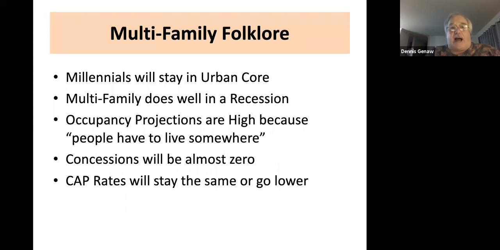Occupancy projections are high because people have to live somewhere. Well, it's true they have to live somewhere. It just doesn't have to be in your property. Concessions, we're going to have no concessions on a property. Well, maybe. And cap rates are going to stay the same. When I go to sell in 5 or 10 years, the cap rate's going to be what I bought it at or even lower. Not so fast. And if you hear those kinds of things, you want to ask more questions.